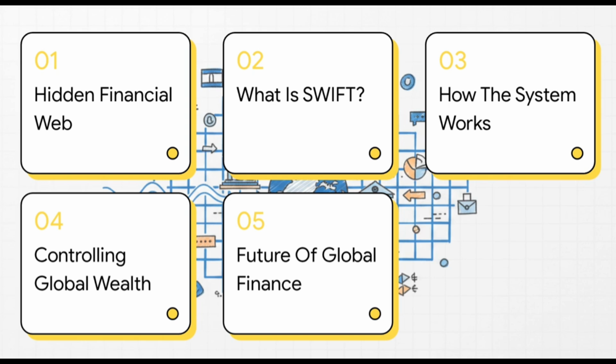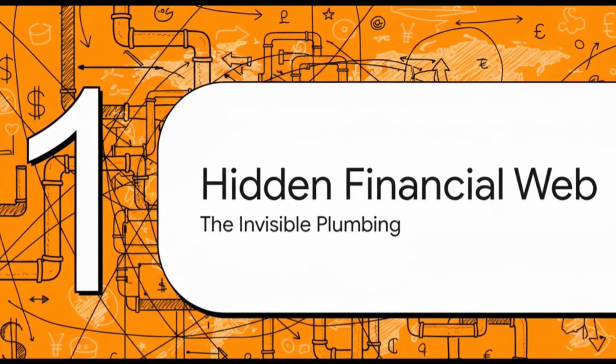So here is exactly how we're going to break this down today. First, we'll map out this hidden financial web. Second, we'll answer the core question: what actually is SWIFT? Third, we'll trace step by step exactly how the system works. Fourth, we're looking at how this network acts as a control mechanism for global wealth. And finally, we'll explore the future of global finance. All right, let's jump straight into part one, the hidden financial web.